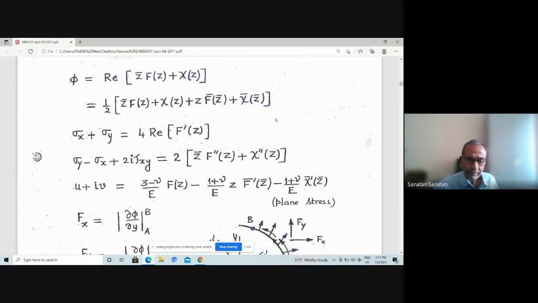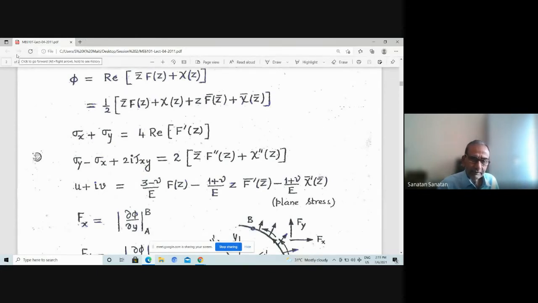At the same time, it was possible to show the displacement. You have got the stresses by these two expressions, and the displacement u plus iv is equal to (3 minus nu)/E times f(z) minus (1 plus nu)/E times z times the conjugate of f'(z), and then (1 plus nu)/E times the conjugate of chi'(z). This is under plane stress condition.